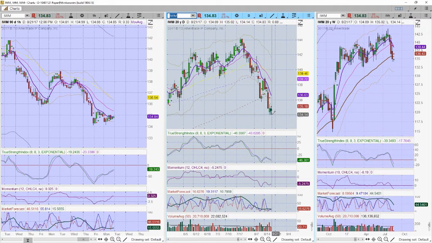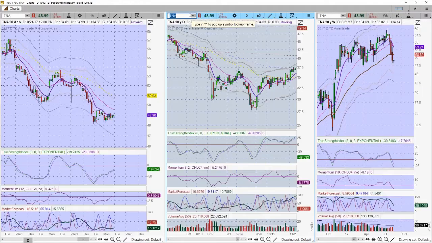IWM, really nice. It held on to its support there at the 134 level. We have positive divergence on both the true strength index and the momentum, a little bit. We have a 3-line cluster here on the market forecast, which tends to tell us that within 1 to 4 days, we should get some kind of a bounce. What kind of a bounce might we get on IWM? Well, rather than doing IWM, let's run over to TNA.